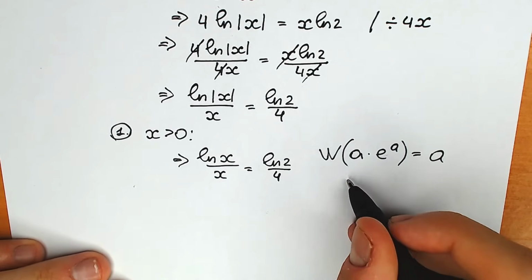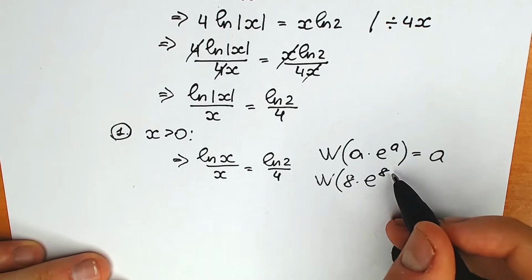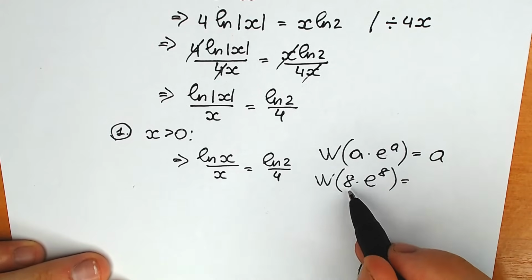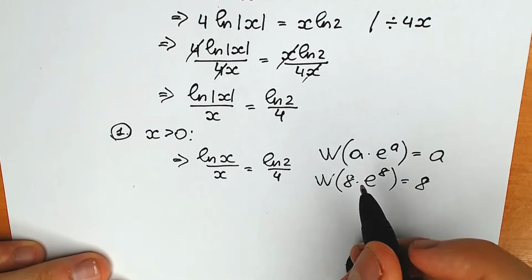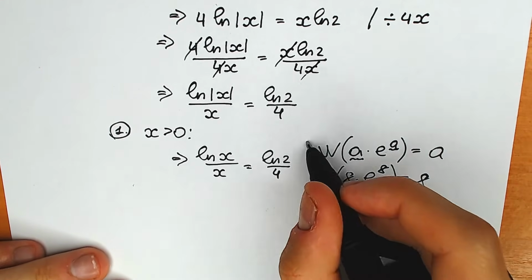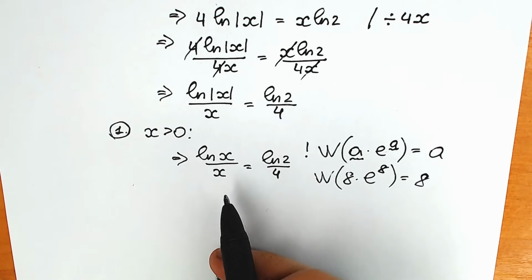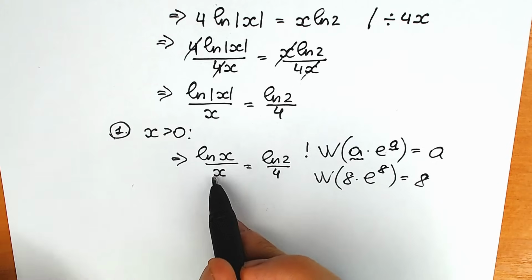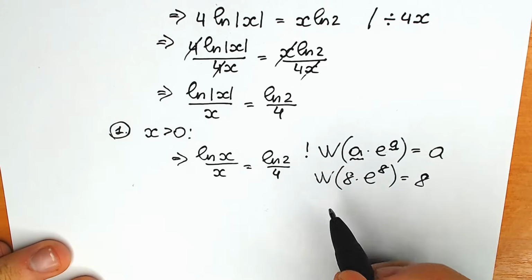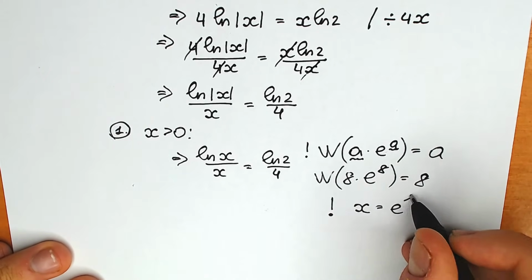For example, let's try: we have 8 times e to the power 8. Whenever we apply the Lambert W function to this, as a result we have only our a, which is equal to 8. So we need to have the same expression as the factor and as the power of e. This is an extremely important part, because right now we're going to create this type of expression on the left side, but we don't have e, we have x. So instead of x, let's write e to the power natural log x. This is our first really important substitution.